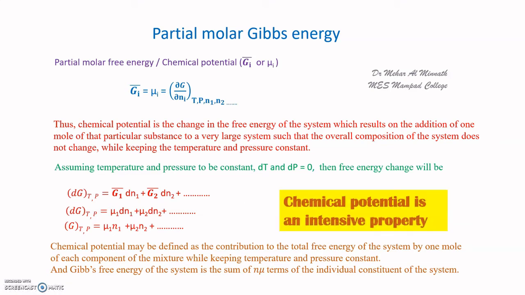So you can say that the chemical potential is an intensive property, but Gibbs free energy is an extensive property. Okay, chemical potential is independent of the quantity of the material, quantity of the component. But Gibbs free energy is dependent on the quantity of the component, because Gibbs free energy is decided by the contribution of every mole of the component, while chemical potential is independent of the quantity of the component. So chemical potential is an intensive property, while Gibbs free energy is an extensive property.